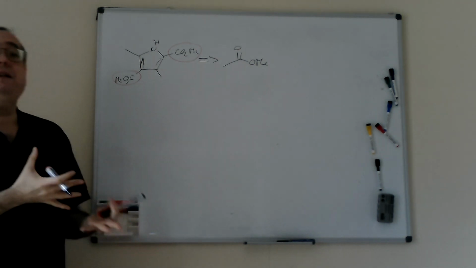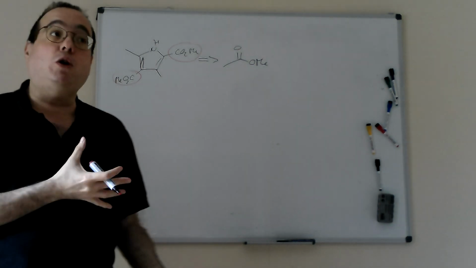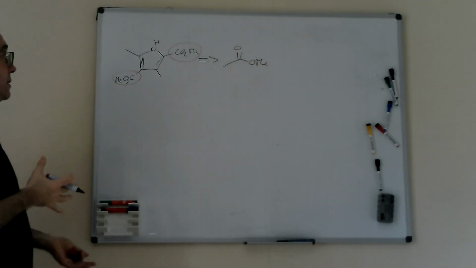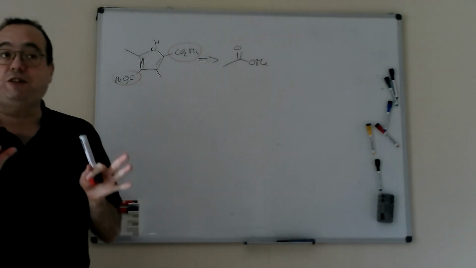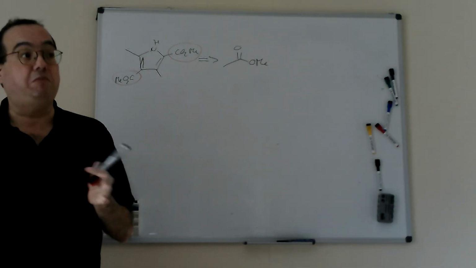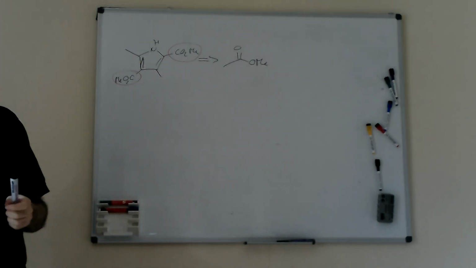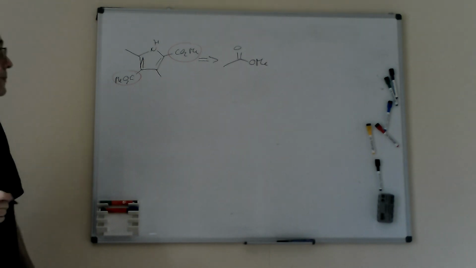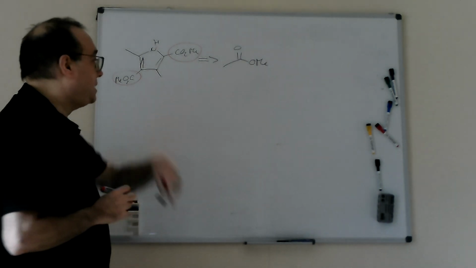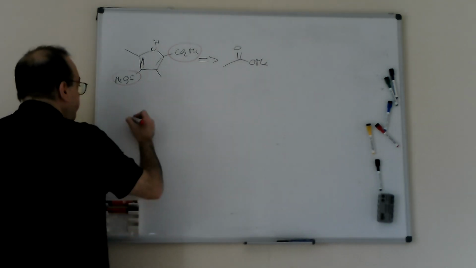This is a clear indicative that we need to use a Knorr synthesis. What we need to do a Knorr synthesis, remember, we need a 1,3-keto ester, and then we need a 1,3-keto ester with an amino. Okay? We will start synthesizing the 1,3-keto ester.